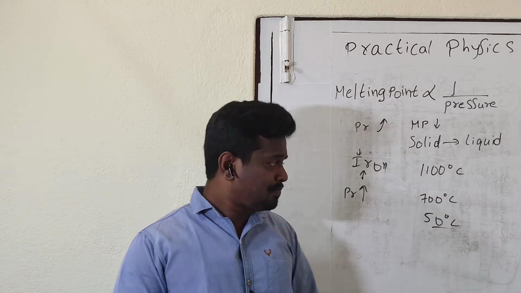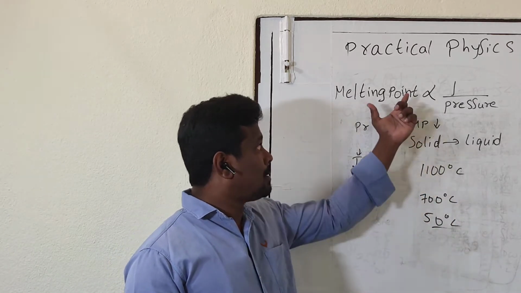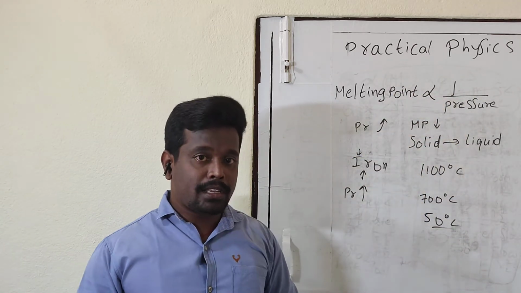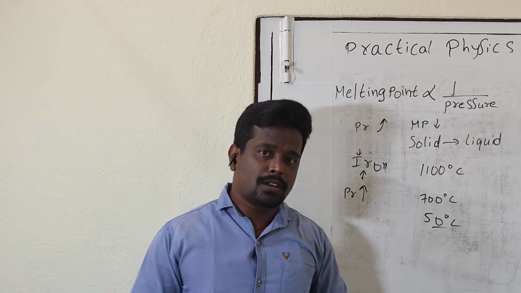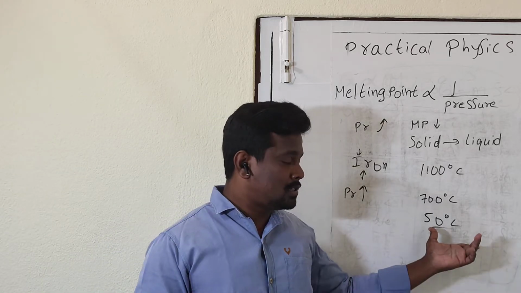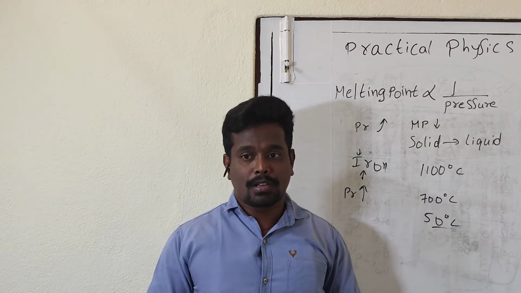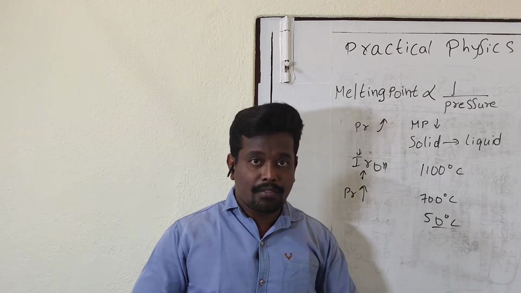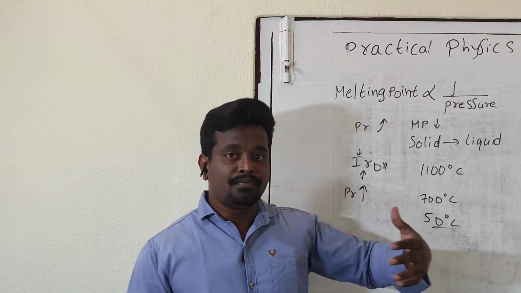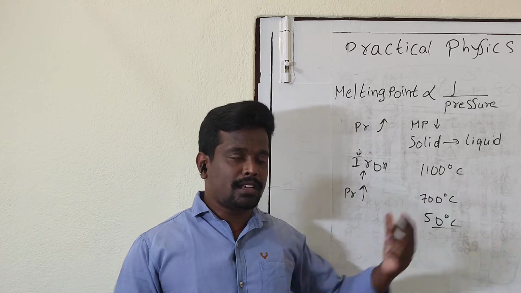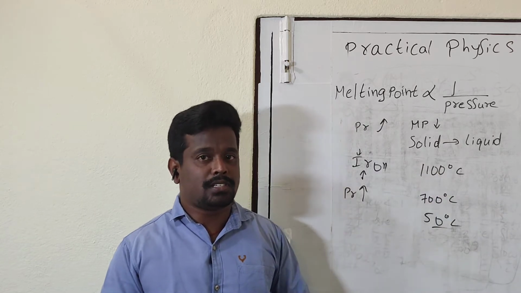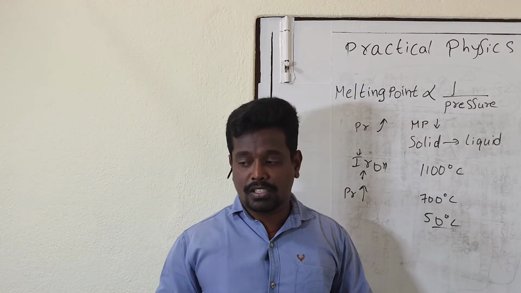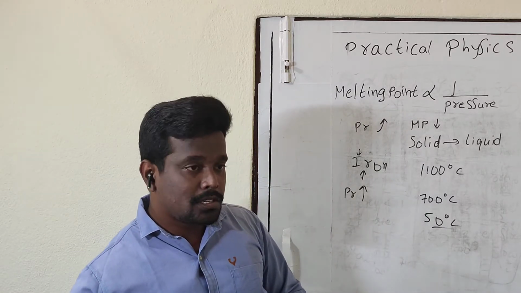So this is the concept: melting point is inversely proportional to pressure. If pressure increases, the melting point of the material or metal decreases. So where do we use it? Normally, it is used in very large manufacturing companies where we have less amount of heat, but we need to melt the entire material. In large factories they use it. But where is the practical usage of this?